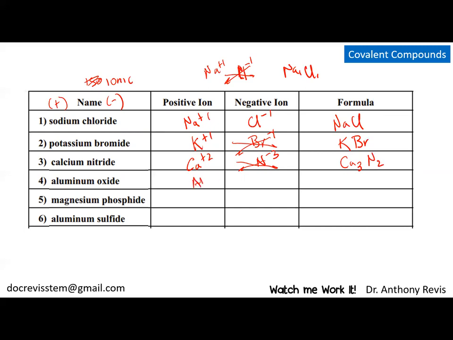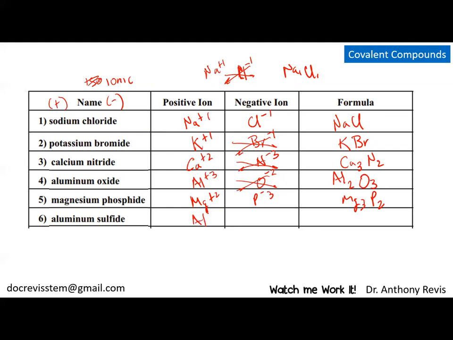If I did the same thing with aluminum with a plus 3, I gave you that. I told you that. That's known to me. And oxygen is known to me as a minus 2. I crisscross these also, and I get aluminum. 2 comes over here, and 3 goes over there. And we can do the same thing for magnesium with phosphorus. And we would get magnesium with a 3 and phosphide. The phosphorus would take the 2.